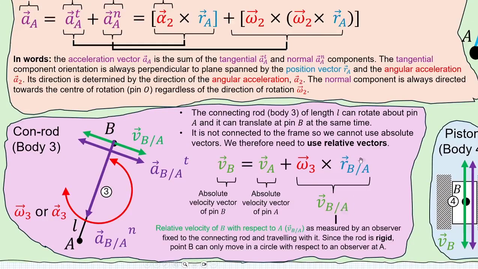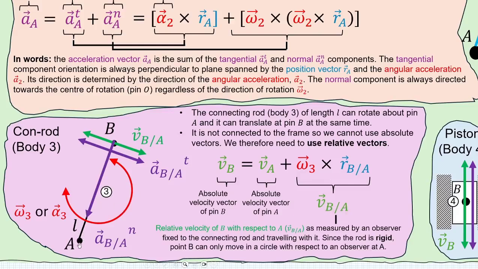In this case, the relative velocity vector is calculated by taking the angular velocity of the connecting rod or body 3 and taking the cross product with the relative position vector of b with respect to a. The direction of this relative velocity vector is again determined by the direction of the angular velocity like we did before. We can then use this formula to relate the absolute velocity vectors of pin A and B using the relative velocity vector. In words, the relative velocity of B with respect to A is measured by someone that is moving with the connecting rod.